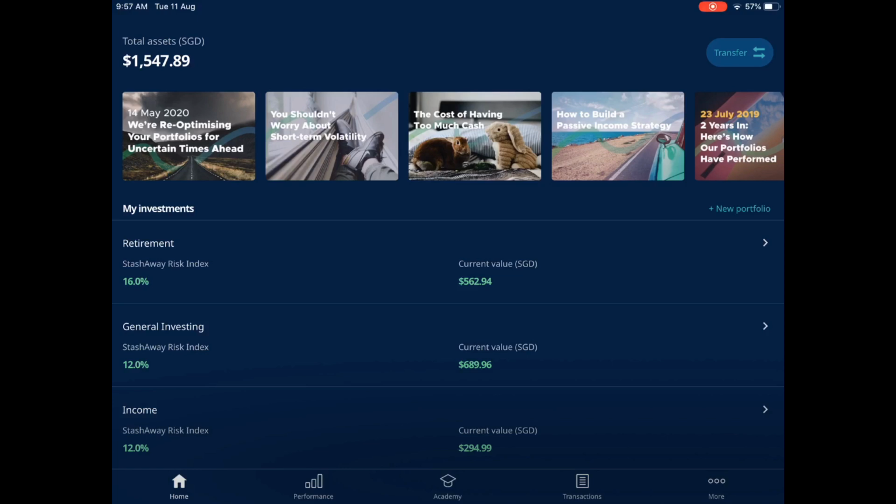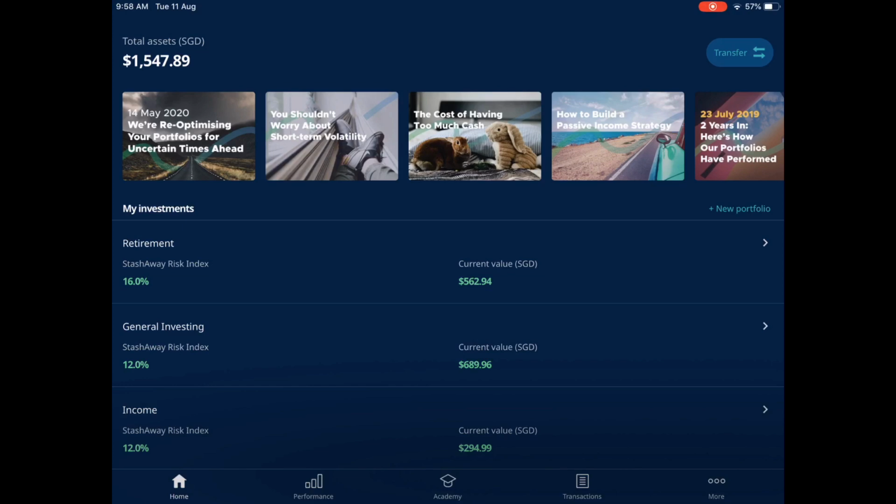So I'll be reviewing StashAway in terms of its UI, its returns, and also its usability. In terms of the UI, it's clean because there's an app for it, for both Android and iOS. You can download it from either the Google Play Store or the Apple Store. Of course, you must register first on their website before you can log into the app and start using its functionalities.